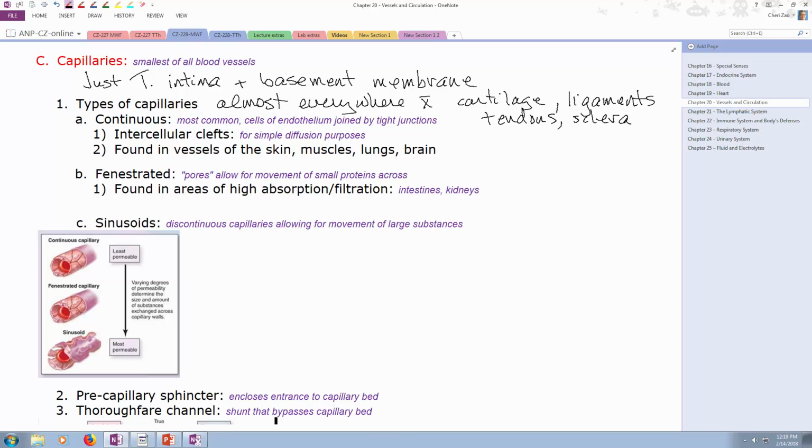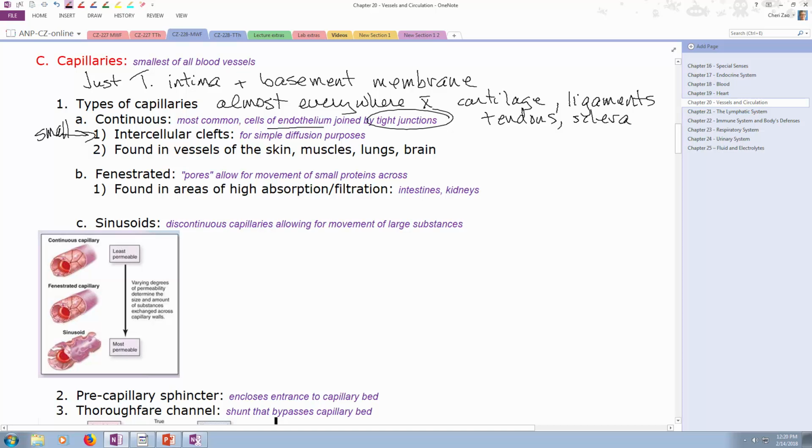Looking at our definition of continuous capillaries, most common again, endothelium, which is what we call any lining of a blood vessel, is joined by tight junctions. Remember, tight junctions are like snaps on a shirt. They're close together, and they only leave very small intercellular clefts. So in between the snaps, there's a little space where things can leak in and out. And the things that can leak in and out are very small. They're not cellular. Our notes here say for simple diffusion purposes, so I'm talking about sodium, potassium, chloride, glucose, things like that. Very small molecules.